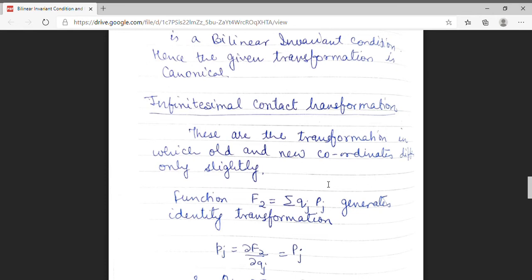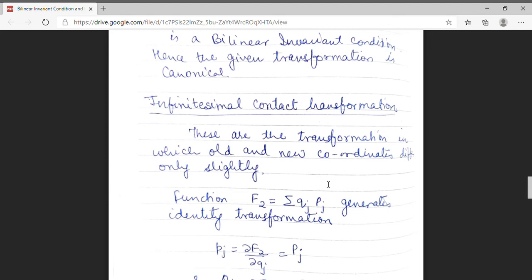In contact or canonical transformation, we have taken a change from an old set of coordinates to a new set of coordinates. That means we are going from small qp coordinates to capital QP coordinates. But here there will be a transformation in which the old and new set of coordinates differ slightly. Infinitesimal means small change. That means there will be a very slight change in the old and new set of coordinates.